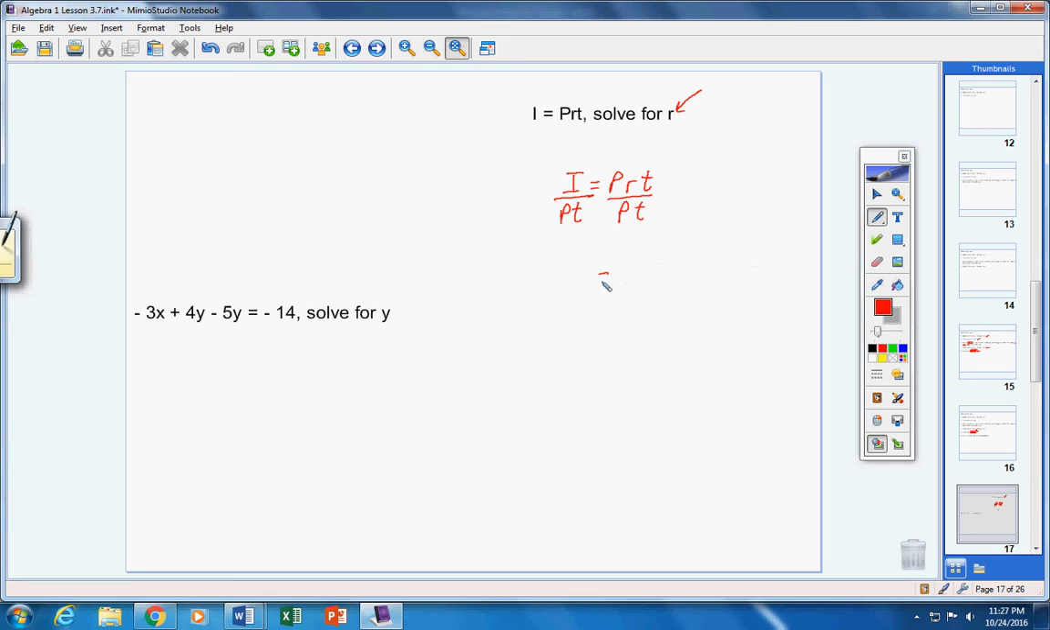Alright, so here we go. P cancels, T cancels, and you're left with R. Now notice, students, when the P's cancel and the T's cancel, you're left with R, and there's your final answer, okay? I over PT equals R. You know you're done because R is all by itself. You've solved the equation for R. Okay, there it is. Let's try one more, then we'll go on to a couple more things, alright?